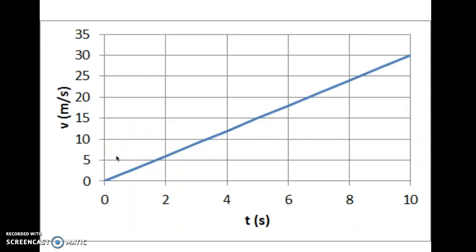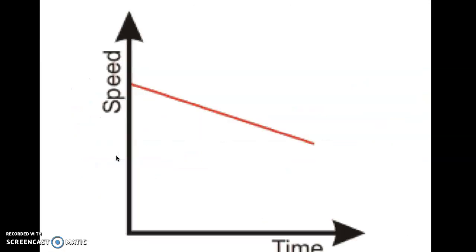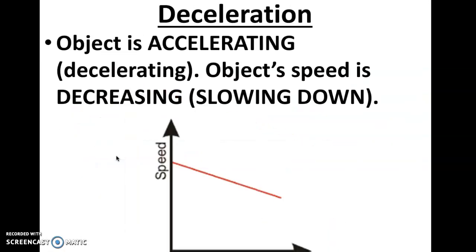So just to review, acceleration has a positive slope, or is going in the positive direction of the graph. Deceleration has a negative slope, so it's facing the other way.